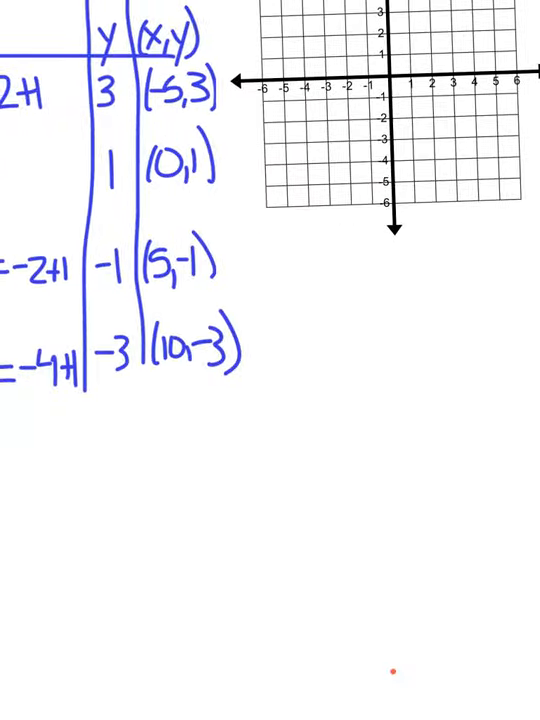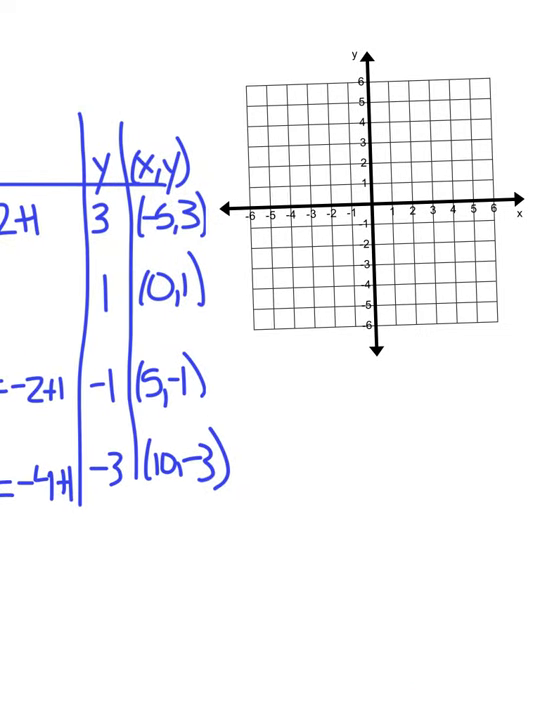Once we have 4 points to plot, I'm going to come over here and plot them. So I'm going to go over negative 5, up 3. There's my first point. Over 0, up 1. Over 5, down 1. And then we have to go over 10, down 3, and that one doesn't fit on this graph. So if one of your points doesn't fit on the graph, it's okay to leave it off. If all 4 of your points fit on the graph, you should be plotting all 4 points.